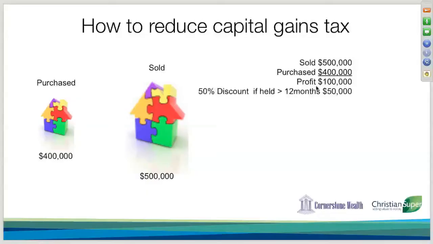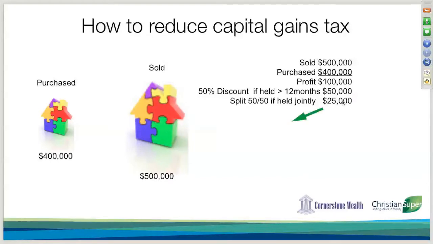Now, this isn't exactly how it works. We're simplifying it significantly. If you've claimed depreciation and those sorts of things, then you've got to take that off the cost base. So there are a few other calculations to work into that, but for simplicity, we're assuming $100,000 profit. If you held the property for longer than 12 months, then the $100,000 is reduced by half, because you get a 50% discount. So your $100,000 becomes $50,000, and if you held it jointly, then that $50,000 is split between the two of you.